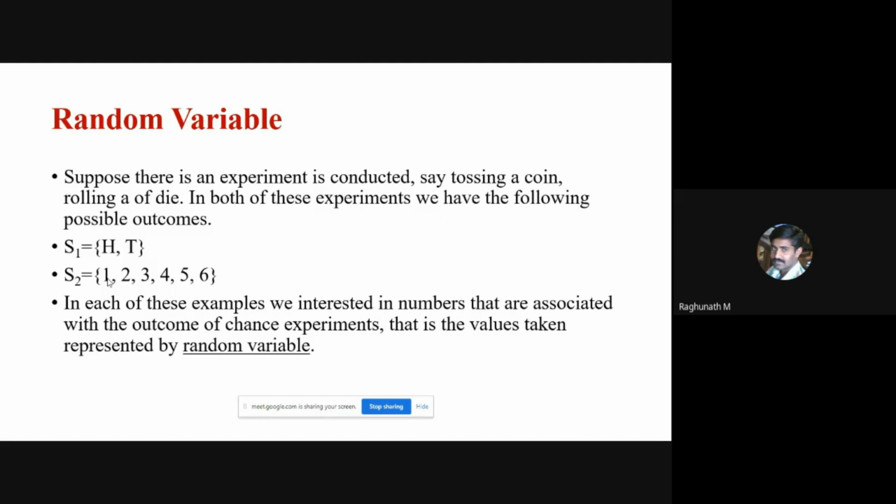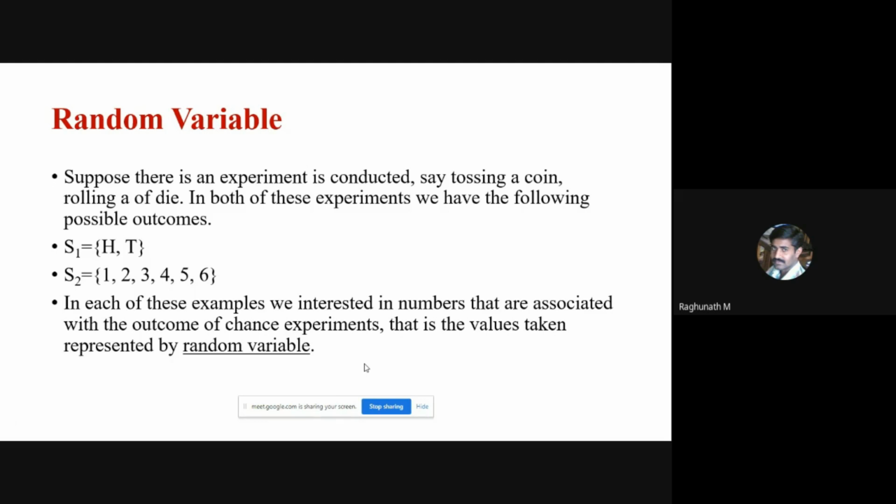So similarly, if you take 2 dice, then you can list out all 36 pairs: 1,1, 1,2. Then you can talk of your random variable as the sum of whatever the outcomes are going to come. So like that, the definition of random variable will go like this. Coming to this last point, in each of these examples we are interested in numbers that are associated with the outcome of chance experiments. Chance experiments means that it's random, and the values taken are represented by the random variable. So this is how we define random variable.